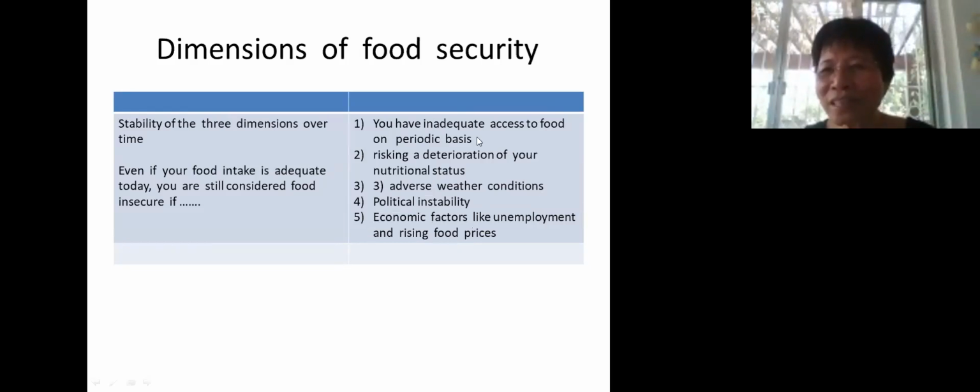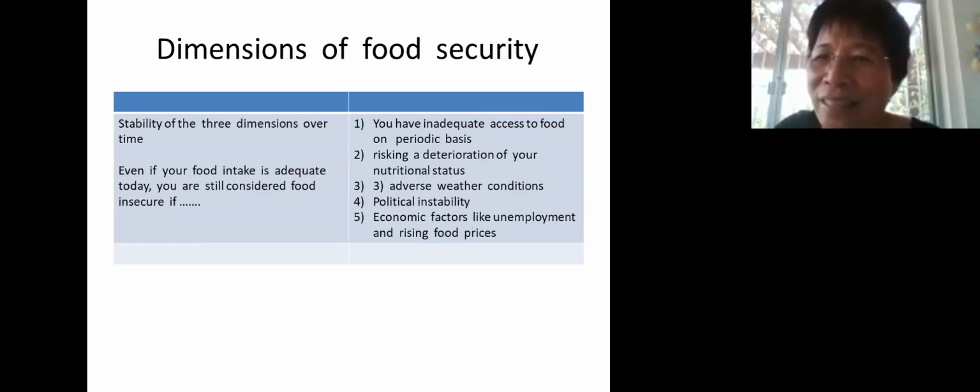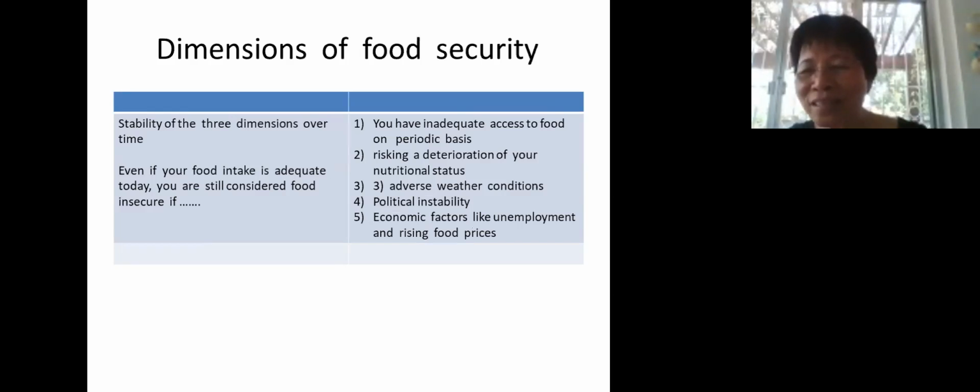One of the questions being asked of Filipino people, especially in rural areas where there is a high incidence of poverty, is: how many times in a week have you been hungry? If they experience hunger every day, that is an indicator of inadequate access to food on a periodic basis. If you get hungry at least three times a week, then that is a sign of food insecurity.